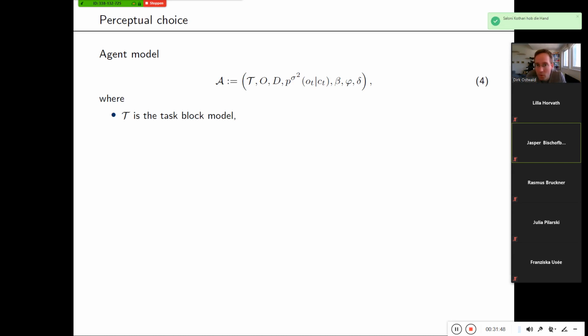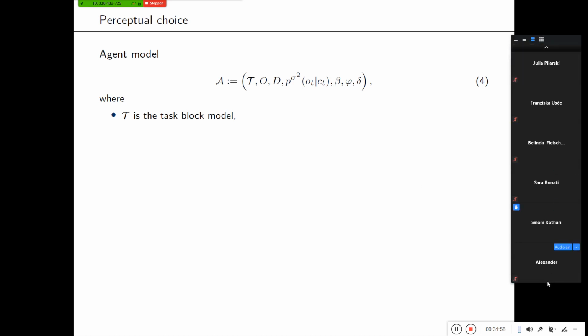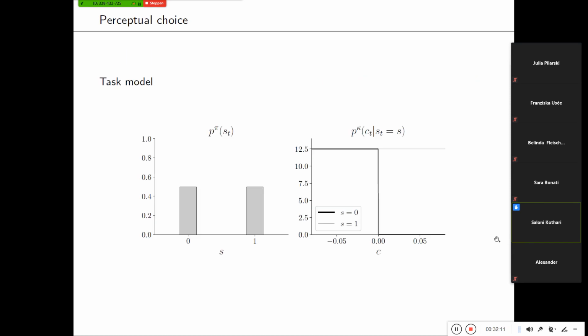Agent model. So essentially, was there something? No. I will now describe one. Salome, there was a question. Yeah, hi. I was just wondering, for this example in the previous slide, it's action independent, this task model. For this particular example.